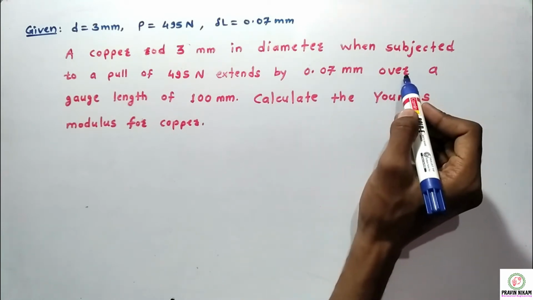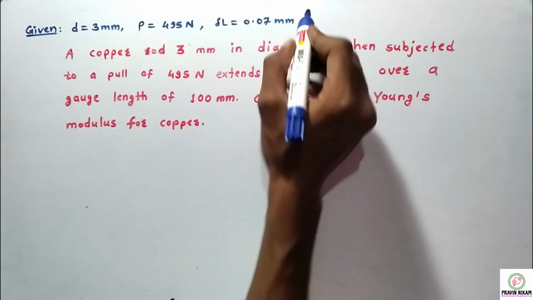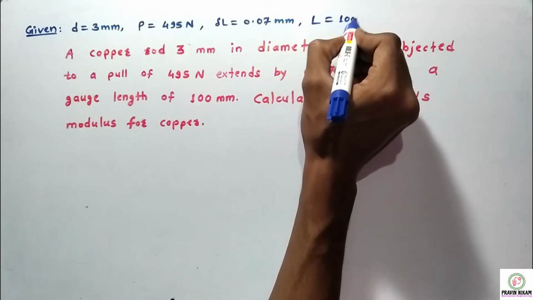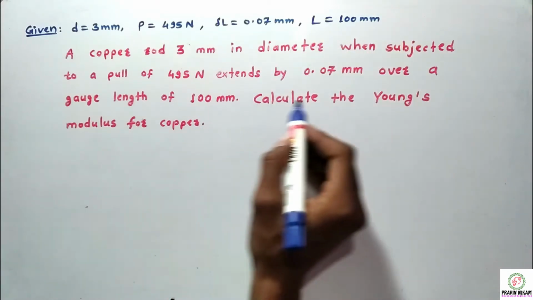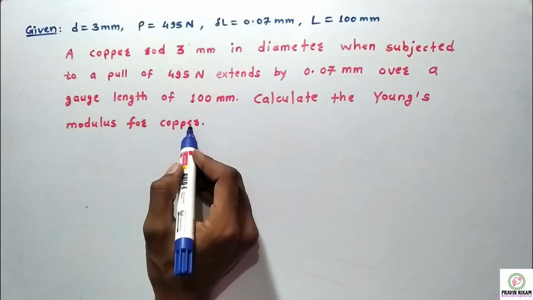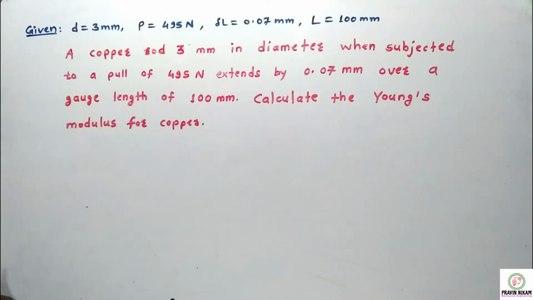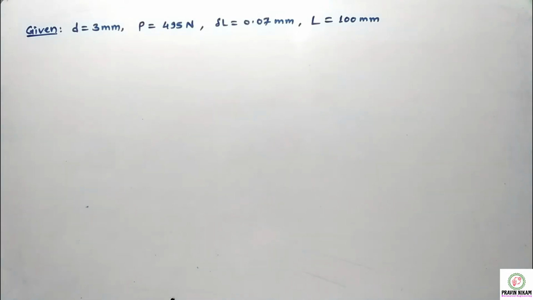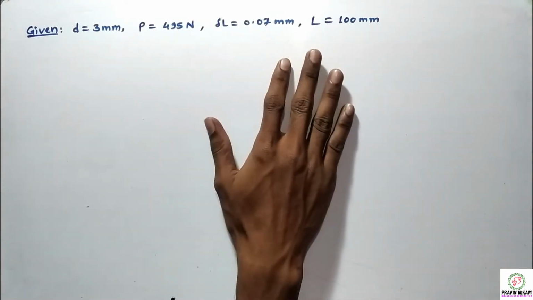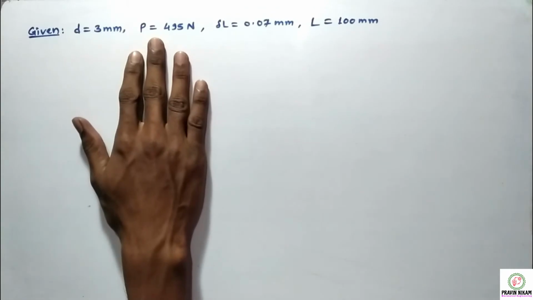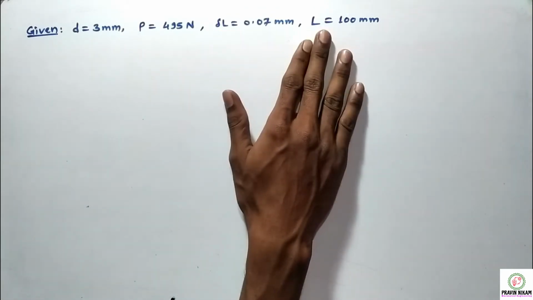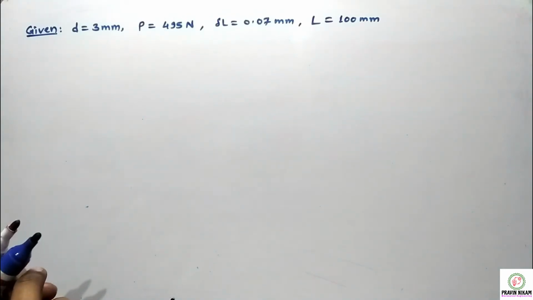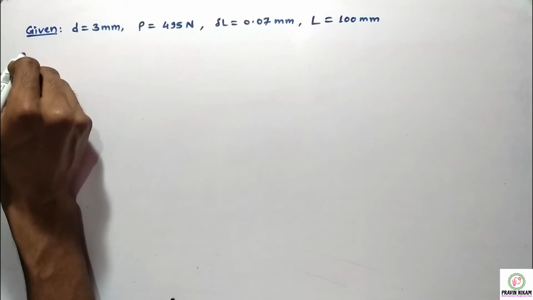Over a gauge length of 100 mm. Gauge length means original length, L is given as 100 mm. Then calculate the Young's modulus for copper, which means we have to find out capital E. So let us see how to solve this problem. We have the diameter given, force P given, delta L given, L given, and we want capital E, that is Young's modulus or modulus of elasticity.